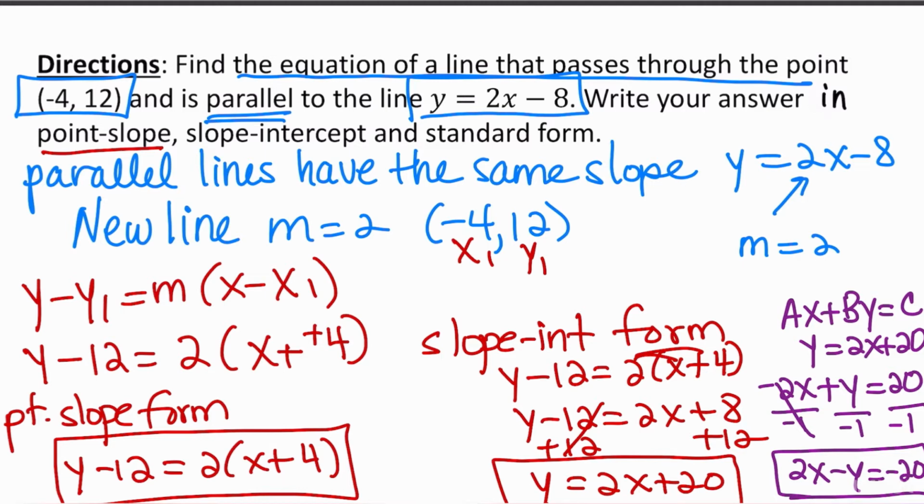So now you see the 3 answers. This is exactly the same line, but there are 3 forms. We have point-slope form all the way on the left, slope-intercept form in the middle, and then standard form all the way on the right.